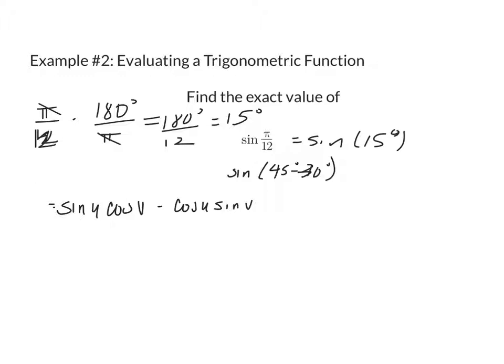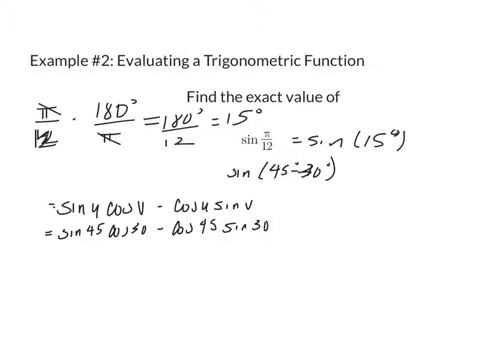Okay, so if we continue with that, then cosine u again is the first value, v is the second. You would get sine of 45 cosine of 30 minus cosine of 45 sine of 30.